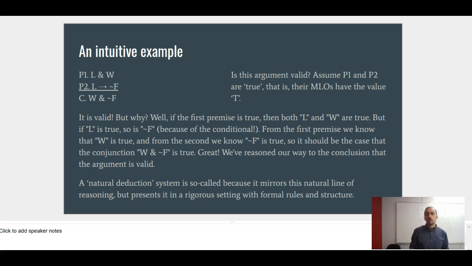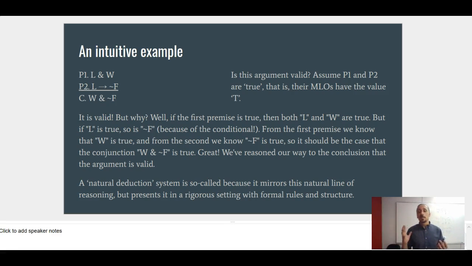So let's work through it. We have premise 1, premise 2, and a conclusion. Is that argument valid? First of all, we're going to assume that the premises are true. If we work through it intuitively, it's pretty straightforward. Then all we need is a notation system that makes our intuitive reasoning clear, justified, and rigorous.